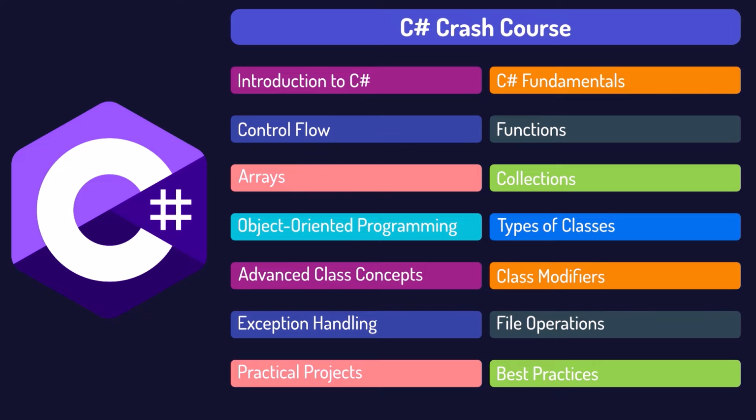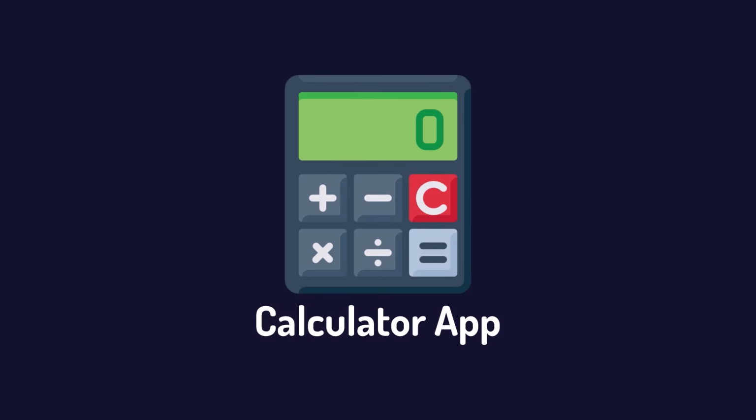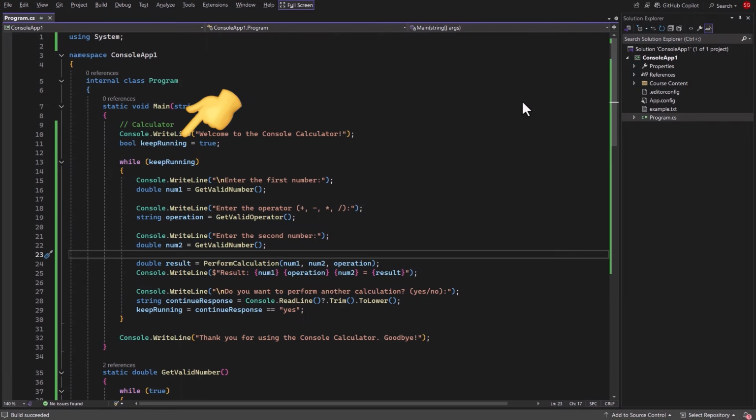As this crash course is completed, now we'll create some projects to implement all the things which we learned in this course. First of all, we'll create a console calculator app. Here, I have created a Boolean variable and set it true. Then, I created a while loop and passed this variable as condition to it.